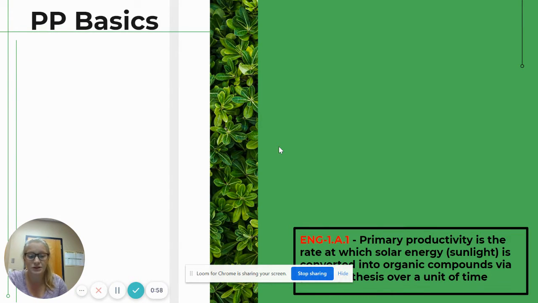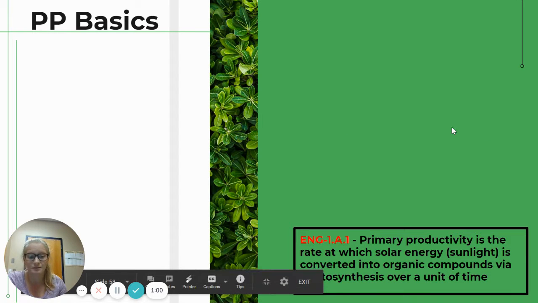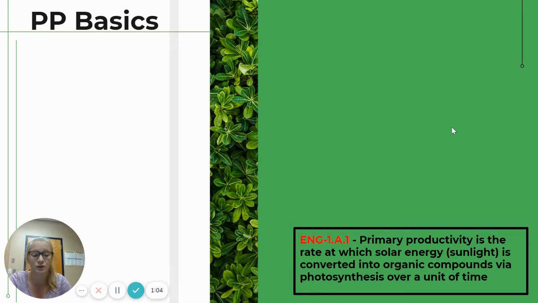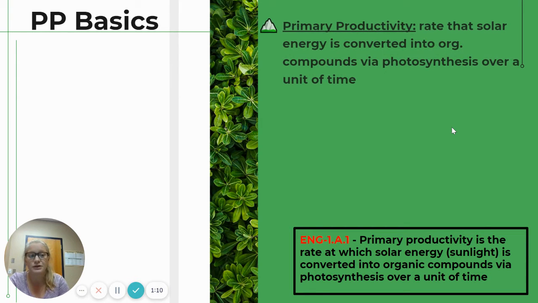So the first essential knowledge is that primary productivity is the rate at which solar energy, or sunlight, is converted into organic compounds via photosynthesis over a unit of time. So that's the definition of primary productivity. The rate that the sunlight that the plants take in is able to be converted into organic compounds because of photosynthesis over a period of time.